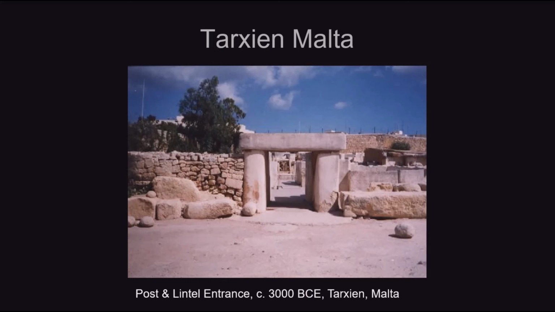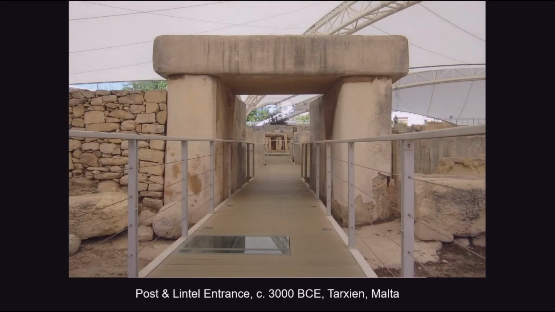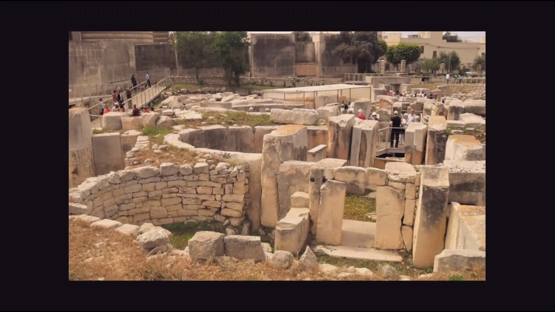This is the opening lintel, post and lintel construction. This is the gate into the main structure. Here you can see it, and it gives a sense of the scale of this thing. This block is just enormous. But there's a whole series of these massive lintels and stones. Take a look at this stone relative to the size of these people. You can get a sense of how big it is.